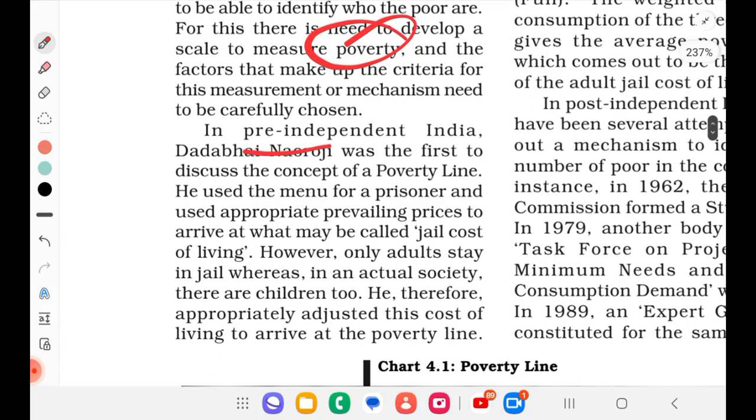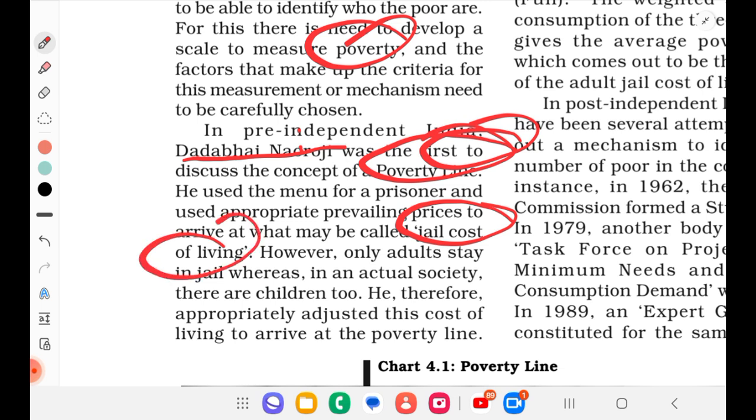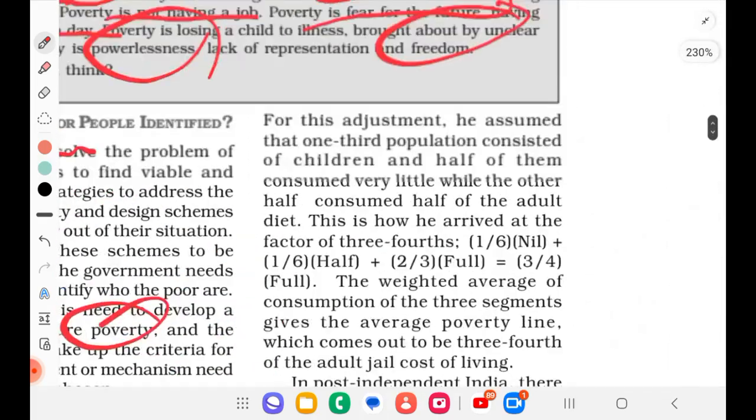In pre-independent India, Dadabhai Naoroji was the first to discuss the concept of the poverty line. He used the menu for prisoners and used appropriate prevailing prices to arrive at what may be called the jail cost of living. However, only adults stay in jail, whereas in an actual society there are children too. He therefore appropriately adjusted this cost of living to arrive at a poverty line.